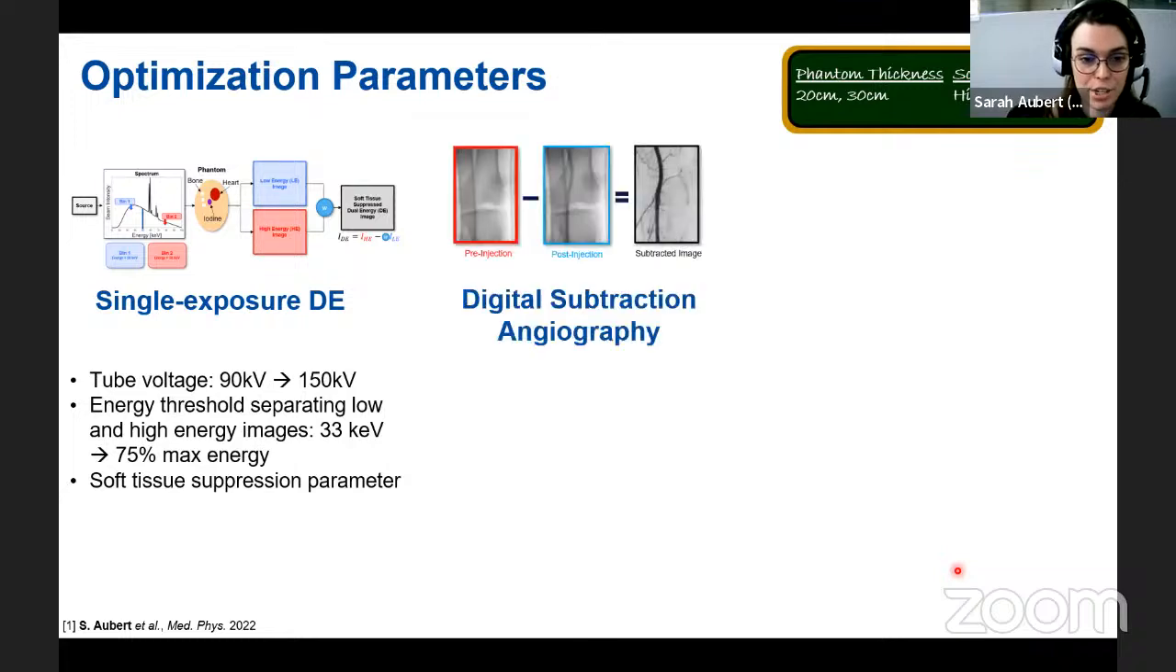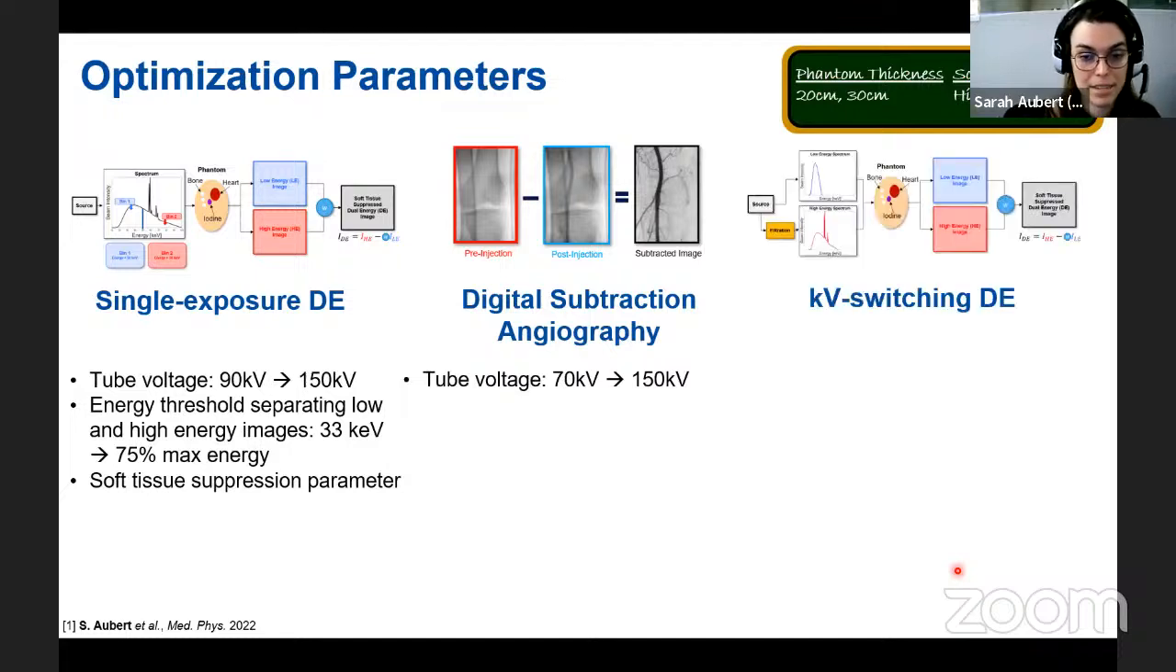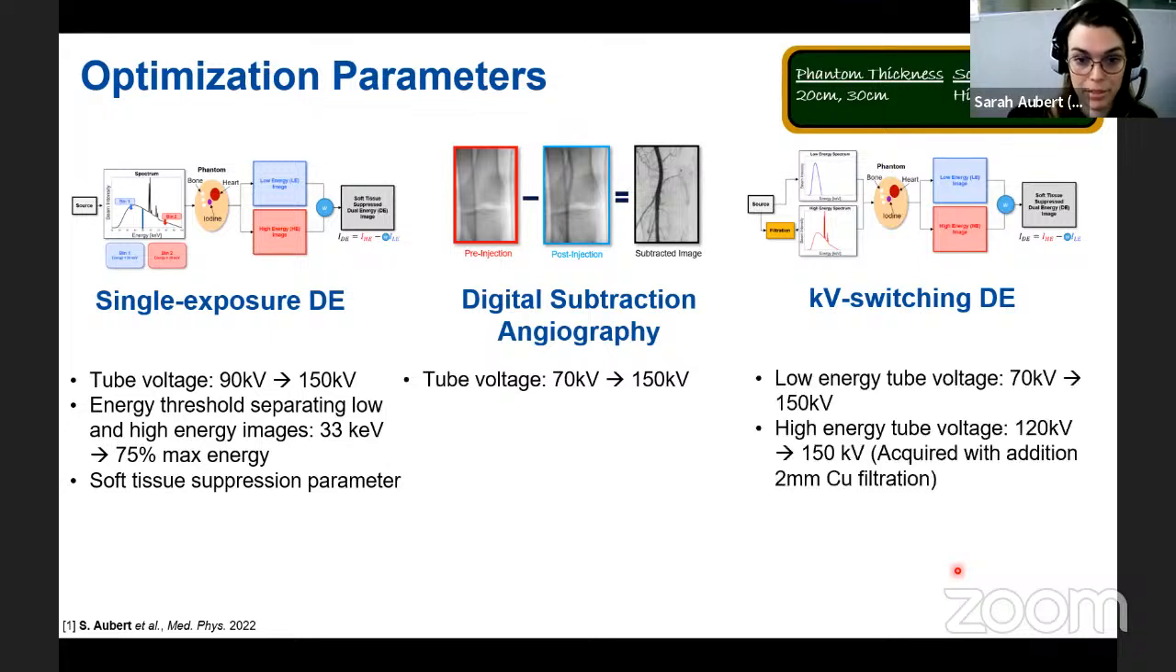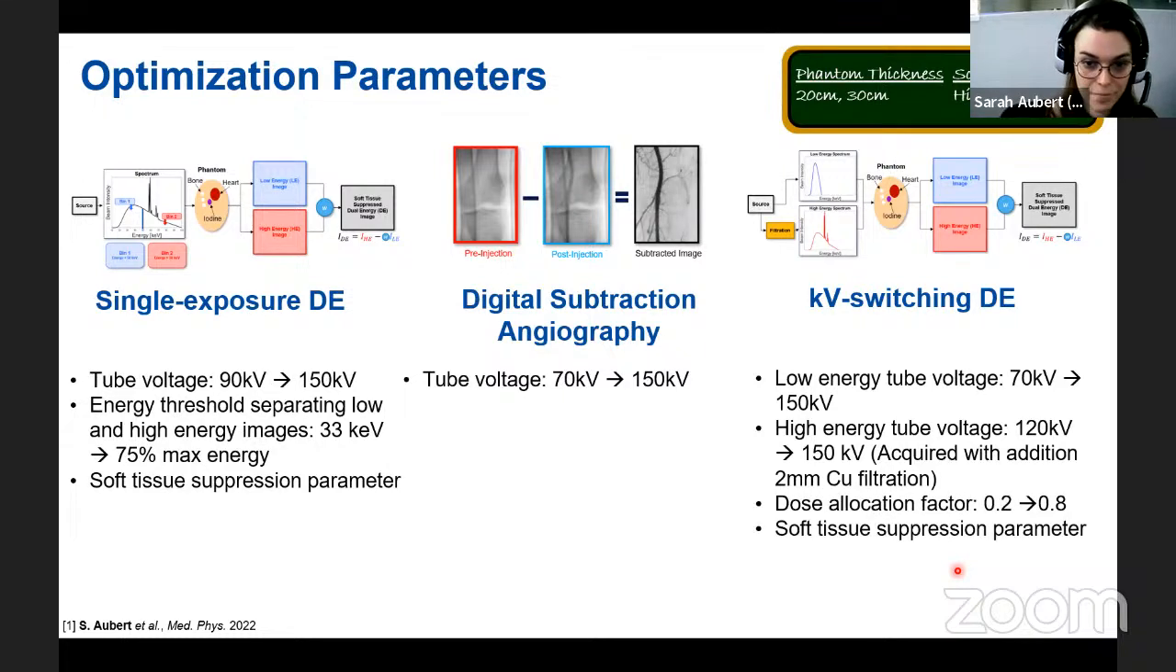In this study, we set out to optimize a digital subtraction angiography approach, and we did so by optimizing the tube voltage. We also optimized a KV switching dual energy approach, where we looked at optimizing both the low and high energy tube voltages, as well as the dose allocation factor, which tells us how much of our total dose comes from our low or our high energy image, and our soft tissue suppression parameter. And again, we did each of these optimizations for 2 different phantom thicknesses under 2 different scatter conditions, so we could quantify the effect of patient thickness and the amount of scatter on image quality.